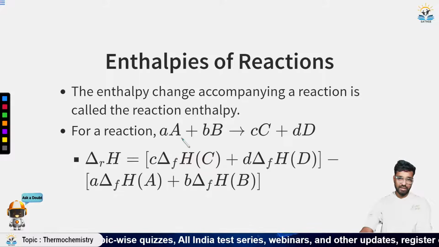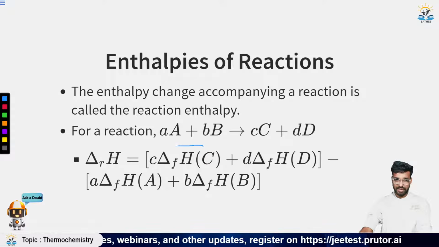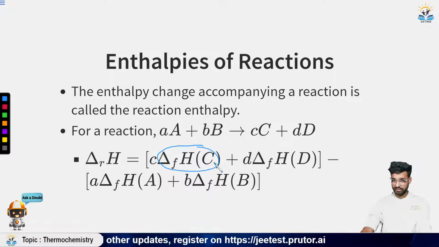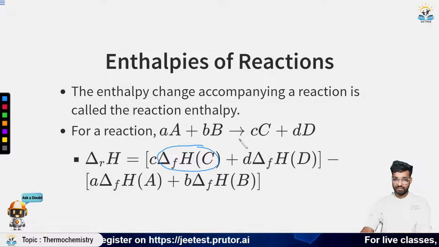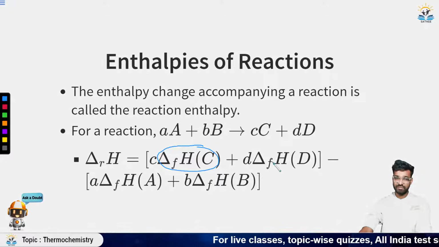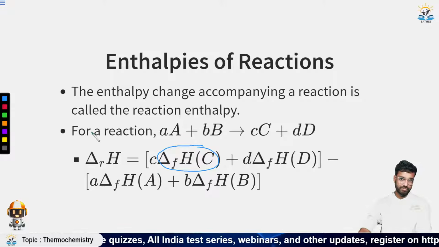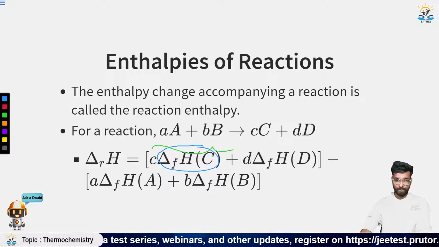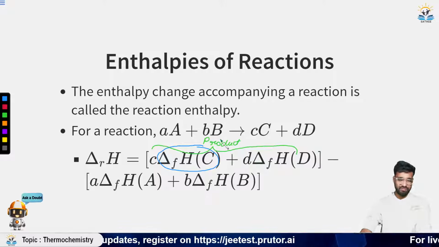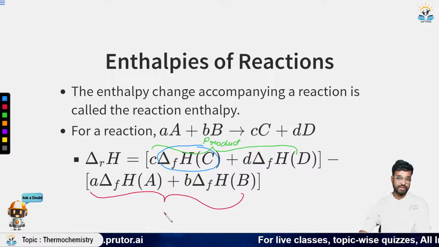Suppose you have to find the enthalpy change for this reaction. Suppose this is the delta H formation of C. We will multiply this delta H of formation of C with small c, the coefficient that we have. Similarly, we will multiply the delta H formation of D with small d, its coefficient. That is for the product. Overall, this is for the product, and we will subtract from it the reactant.